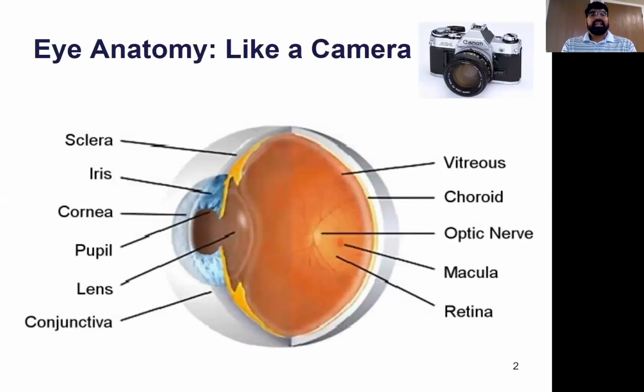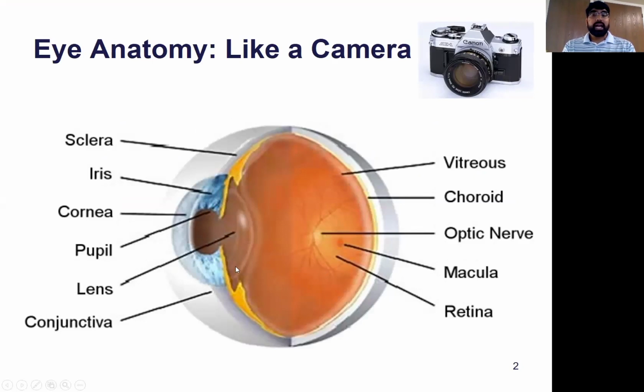So the eye is like a camera. It basically receives light. It is a sensory organ. The light comes in through the front of the eye, through the cornea, which is the window of the eye. It's a clear structure. And then it filters in the eye through the hole in the iris, the color part of the eye, called the pupil. It's focused by the lens.